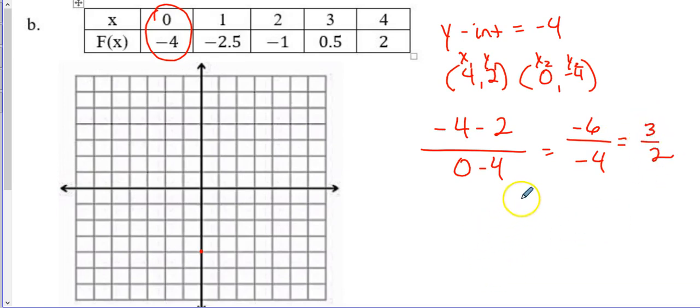So it's a positive slope. That means it needs to go this way. So I'm going to go up 3 and to the right 2. So let's see, up 3 to the right 2. And then I can do the same thing again. 1, 2, 3, 1, 2. And then there's my line. Put your arrows at the end of it.